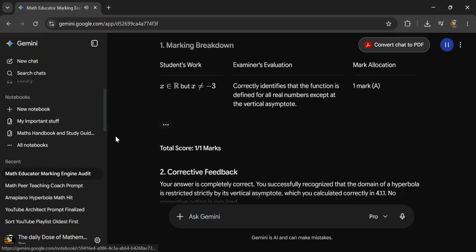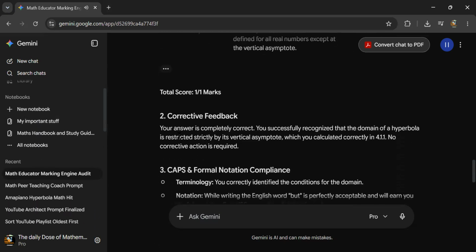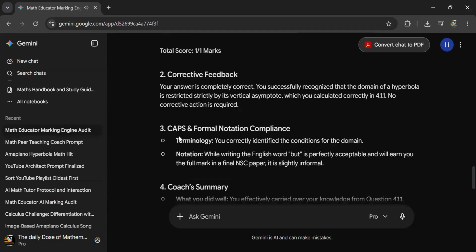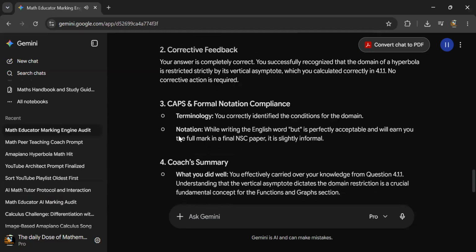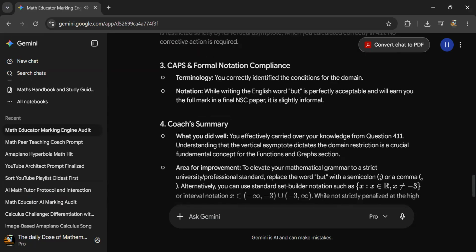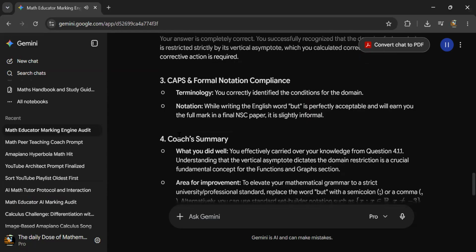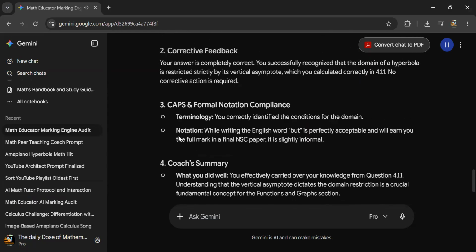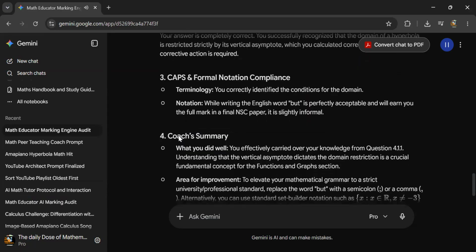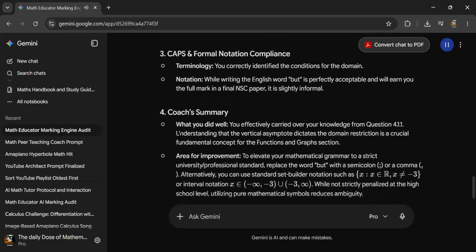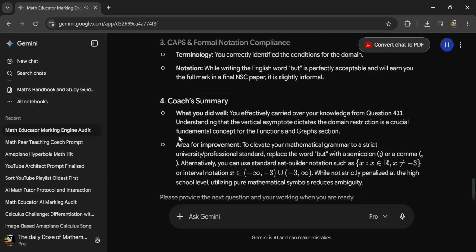2. Corrective feedback. Your answer is completely correct. You successfully recognized that the domain of a hyperbola is restricted strictly by its vertical asymptote, which you calculated correctly in 4.1.1. No corrective action is required. 3. CAPS and formal notation compliance. Terminology: you correctly identified the conditions for the domain. Notation: while writing the English word "but" is perfectly acceptable and will earn you the full mark in a final NSC paper, it is slightly informal.